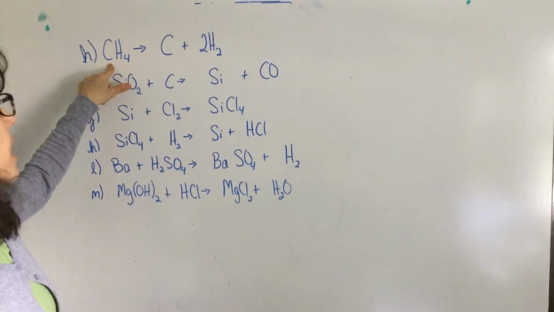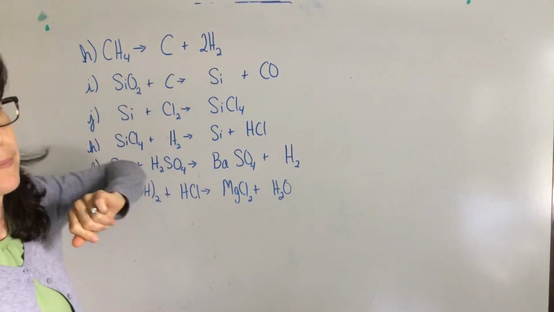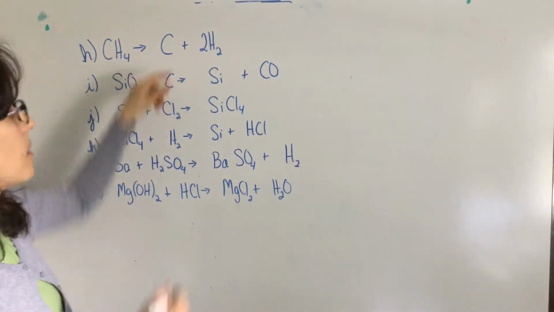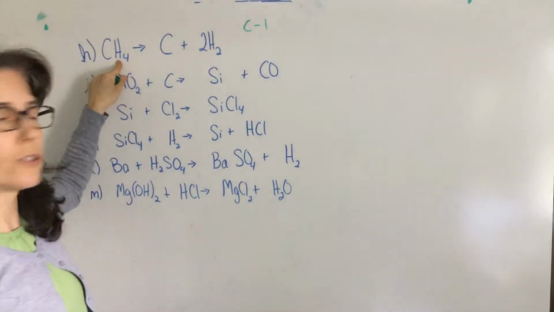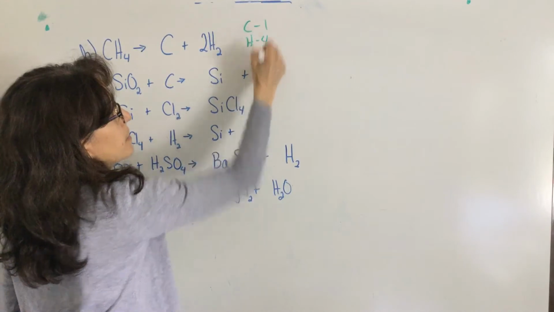Okay, we have methane being broken down into carbon and hydrogen, and I already snuck that 2 in there. So let's see if I did it right. 1 carbon on each side and 4 hydrogen here. 2 times 2 also gives us 4 hydrogen.